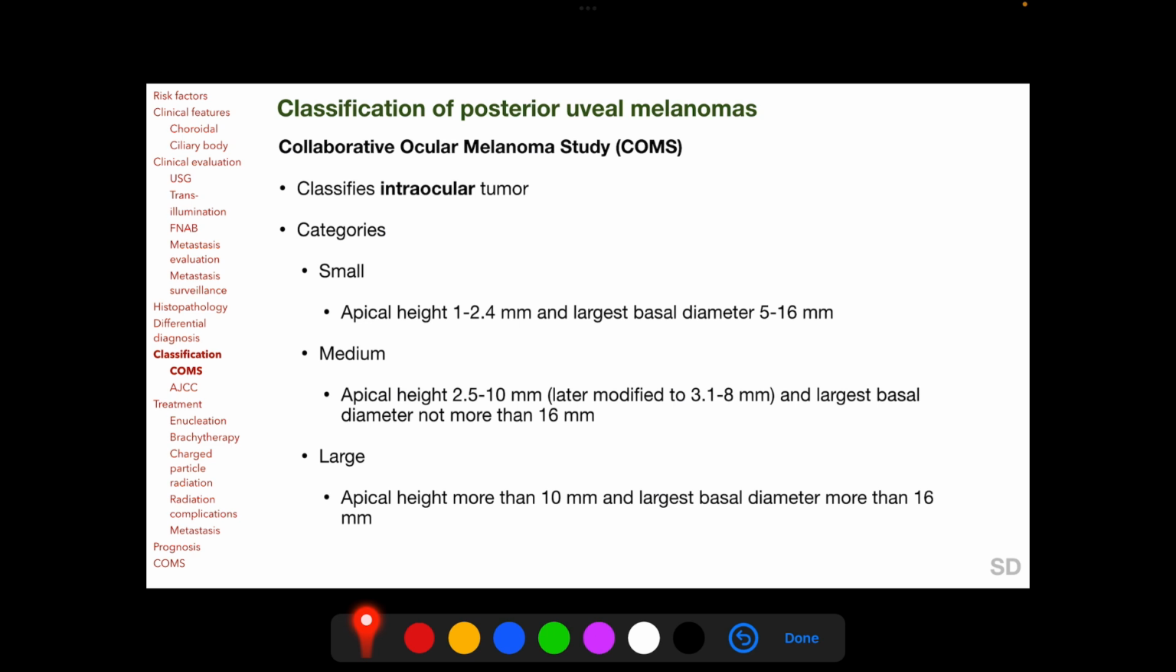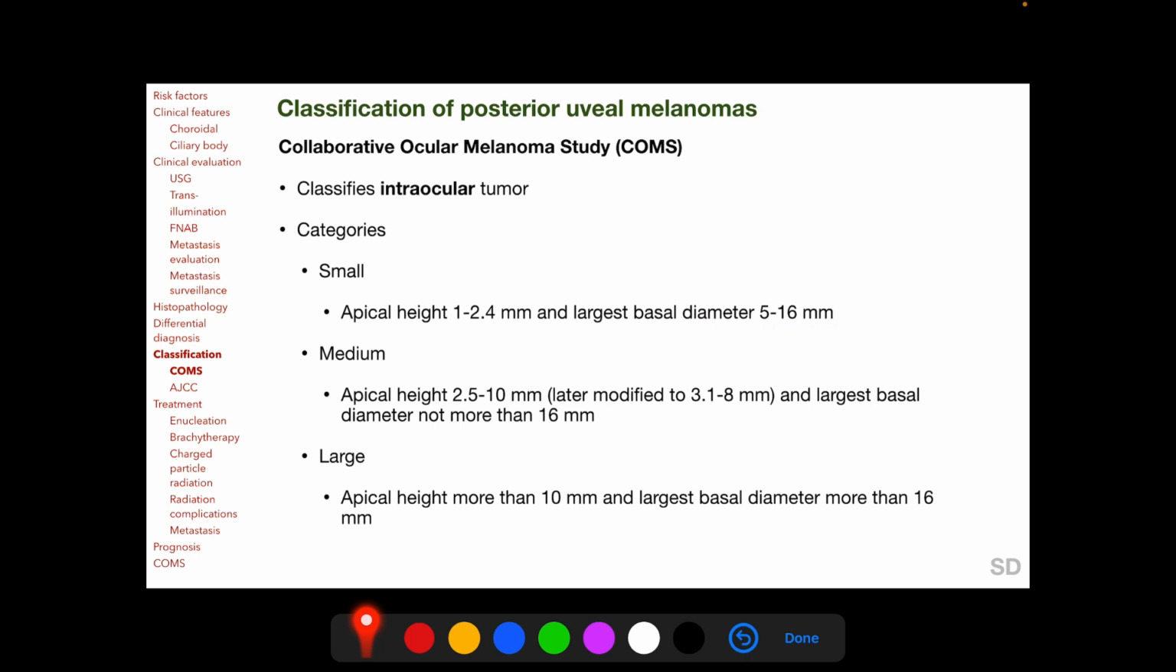There are two classification systems for posterior uveal melanomas: the Collaborative Ocular Melanoma Study System and the American Joint Committee on Cancer System. The Collaborative Ocular Melanoma Study System classifies the intraocular tumor based on its apical height and largest basal diameter into small, medium, and large choroidal melanomas. Small choroidal melanomas are defined to have an apical height of between 1 to 2.4 mm and largest basal diameter between 5 and 16 mm.